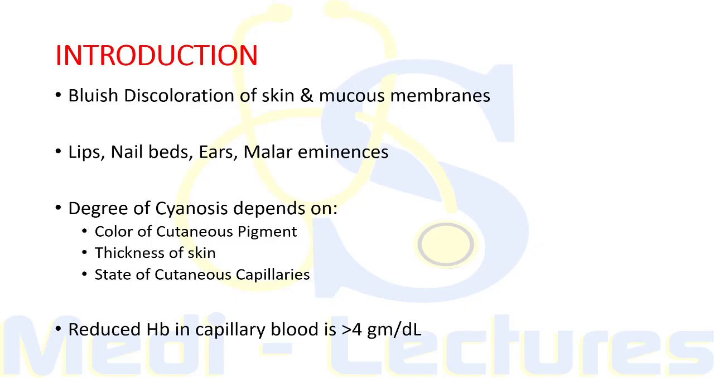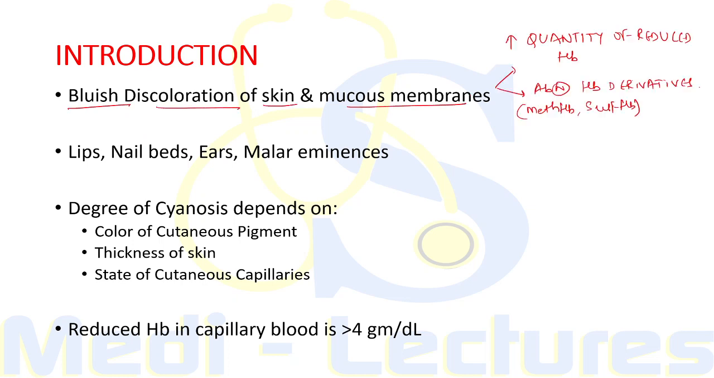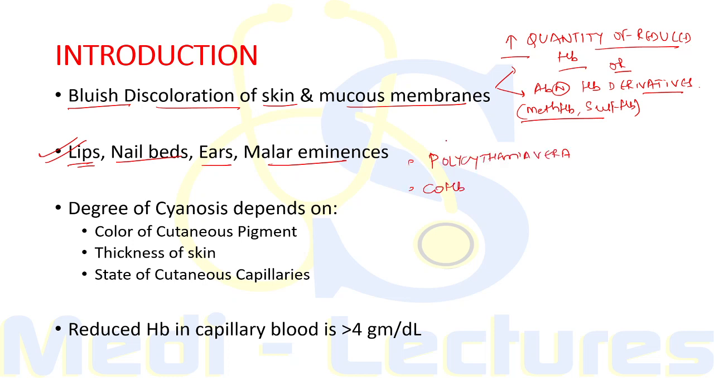So starting with the lecture, cyanosis refers to bluish discoloration of skin and mucous membrane resulting from either increased quantity of reduced hemoglobin or presence of abnormal hemoglobin derivatives like methemoglobin or sulfhemoglobin. Now cyanosis is usually most marked in the lips, nail beds, ears and malar eminences. It is important to note that cyanosis should be differentiated from polycythemia vera and carboxyhemoglobin.